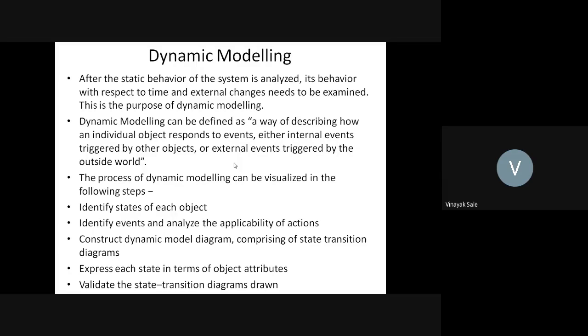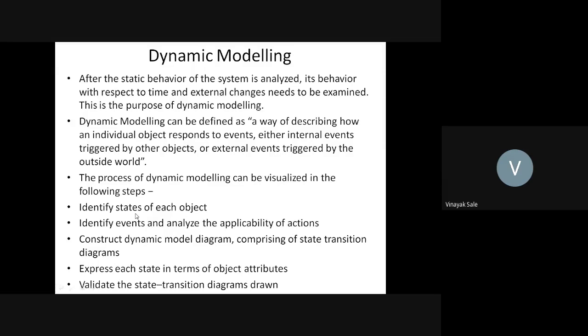So in the object model we have studied what the object can do, not how it can be done. But in the dynamic model we will study how the object can act regarding the event. The process of the dynamic model can be visualized in the following steps.